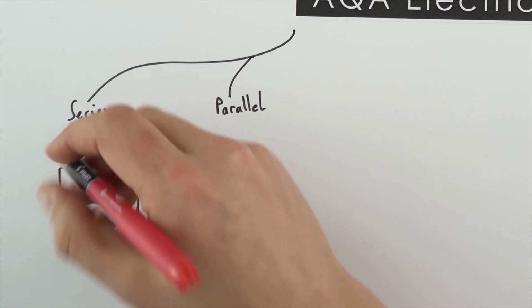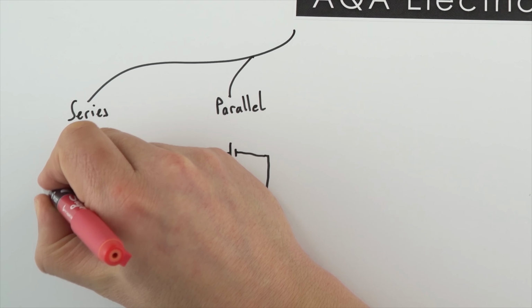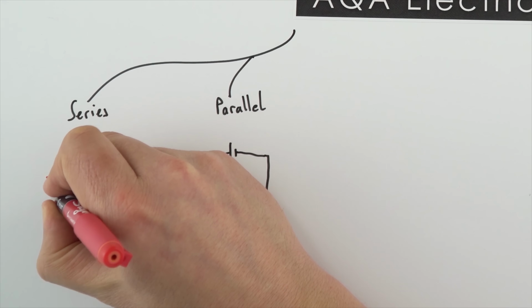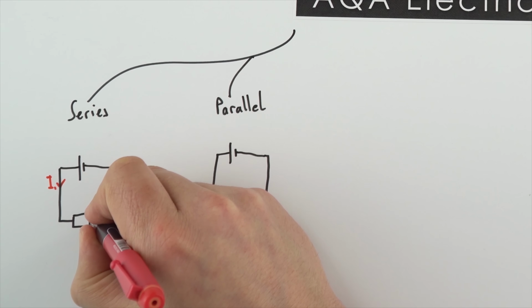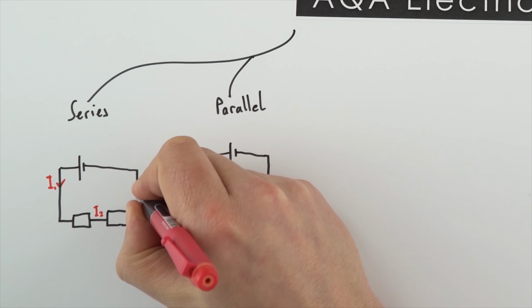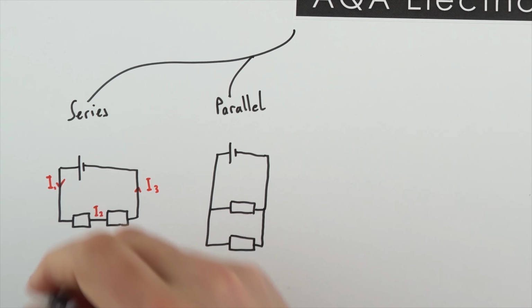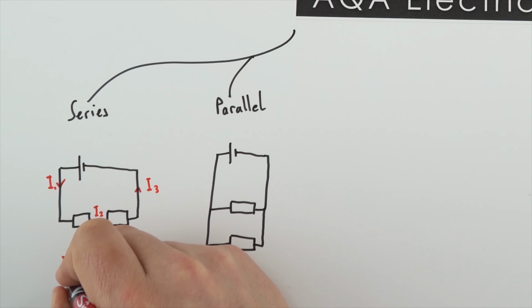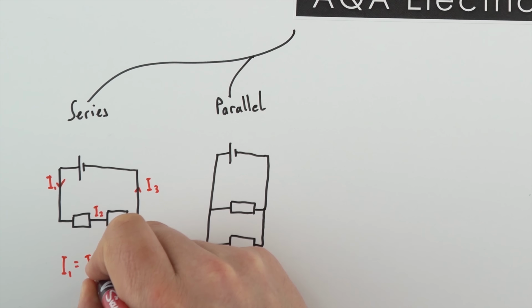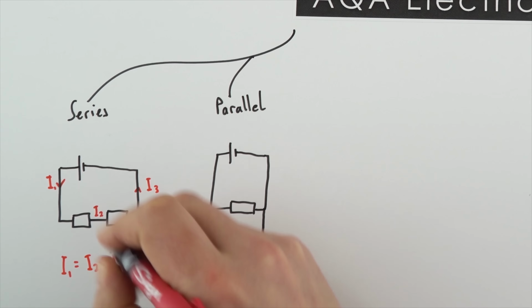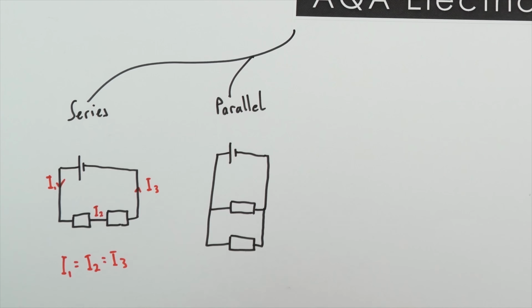Now, in a series circuit, if we were to look at the value of the current down here in this part of the circuit, we'd find that it's the same value as the current here and the same value as the current up there. So in a series circuit, I1 is equal to I2, which equals I3. We have the same current around the whole circuit.